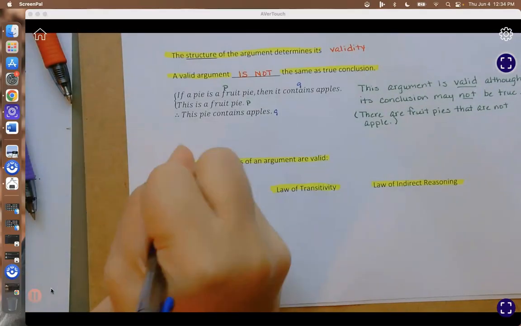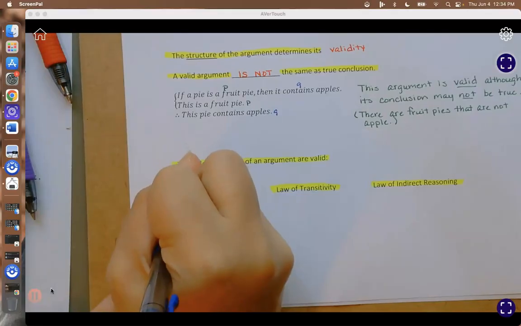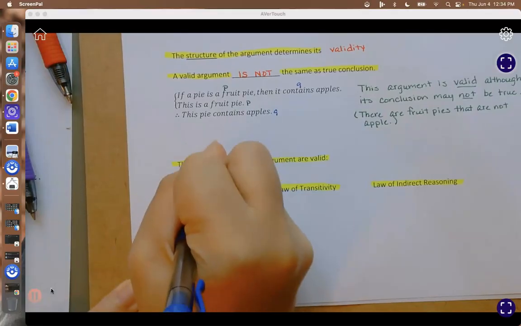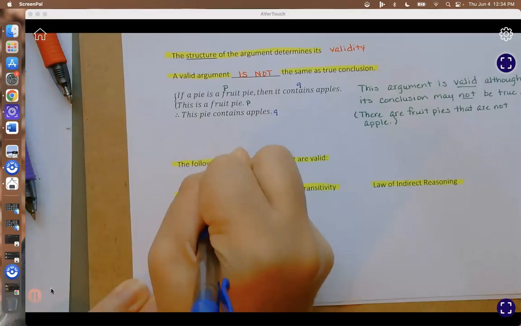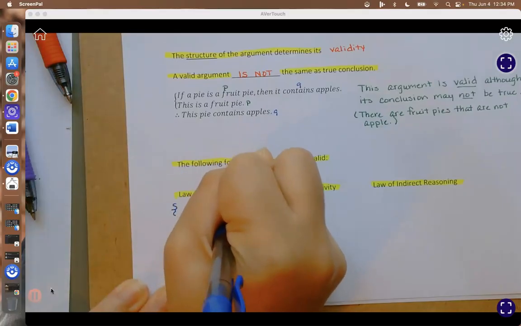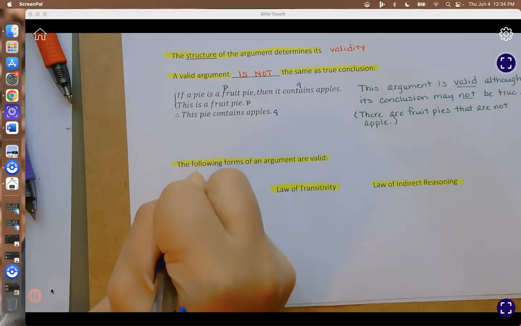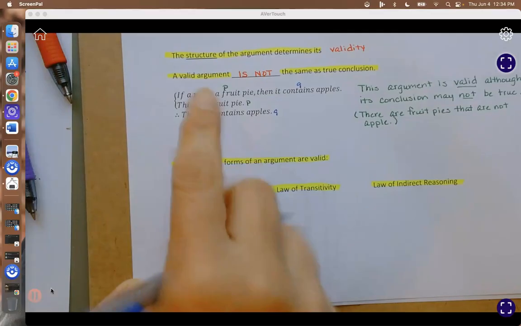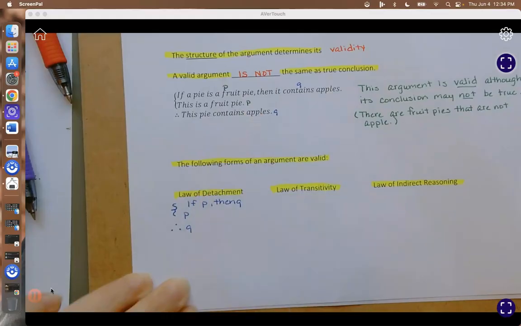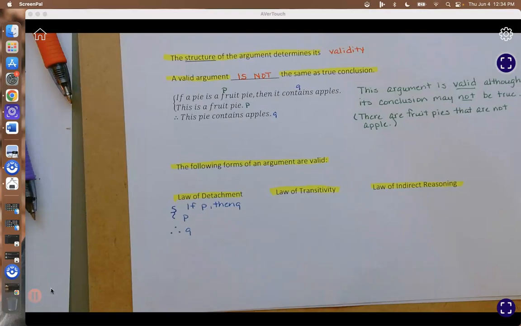Okay, so we have our little thing here. So if P, then Q, we have P, then our therefore statement is Q. So this is the one that we've been working with. That's called the law of detachment, because you're detaching these two things from each other.